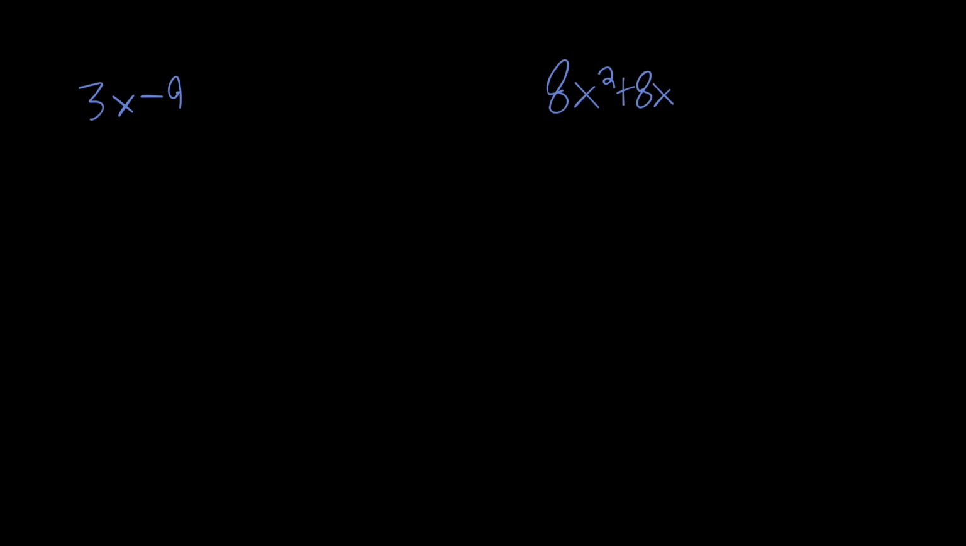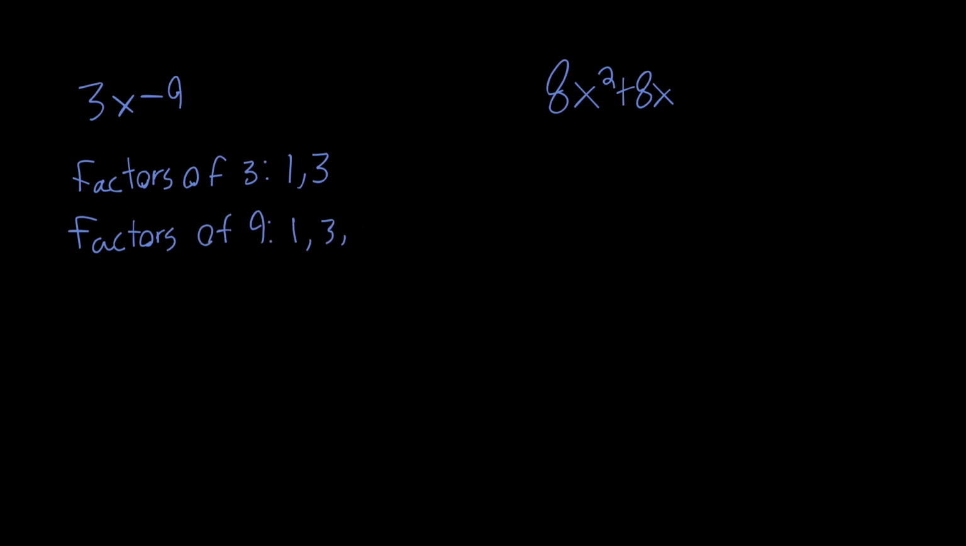Okay, so to start with the example on the left, you can see that we have 3x minus 9. So we're going to consider the factors of 3. Now the factors of 3 are going to be 1 and 3. And remember that we don't want to worry about this negative sign right now. So we're going to go for the factors of 9. And I'm going to get 1, 3, and 9. Now they're going to pair up like this. And we can see that the greatest common factor is the number 3.